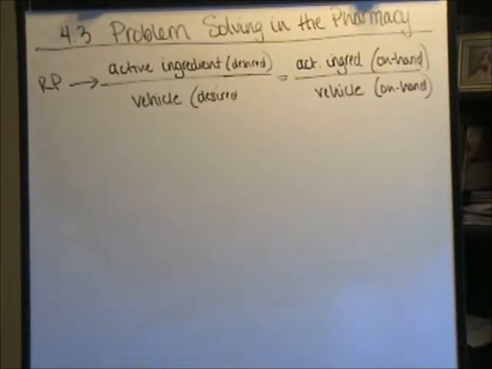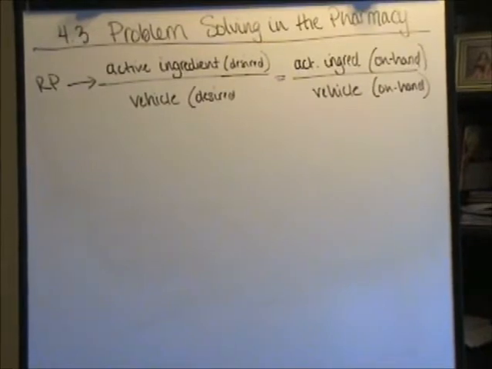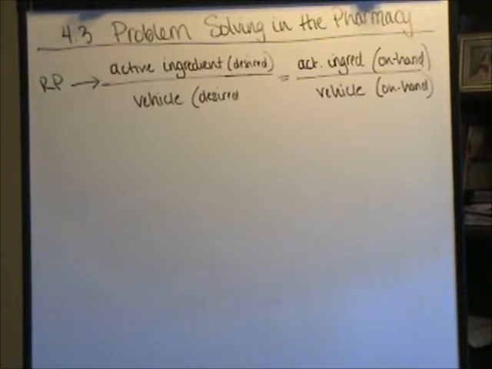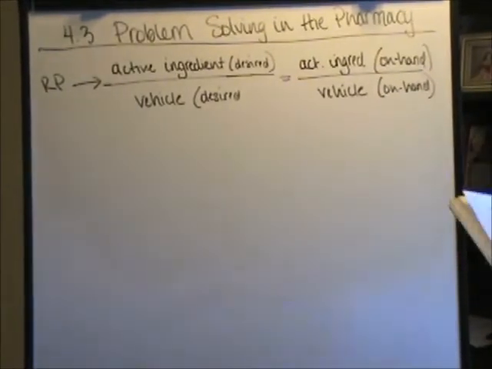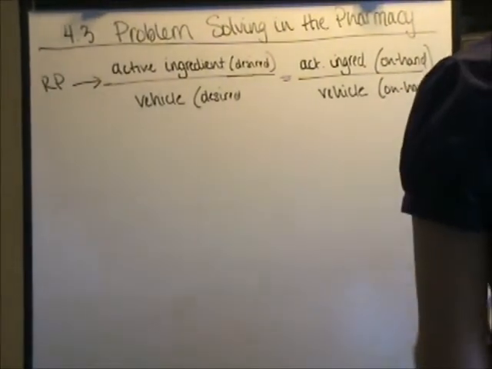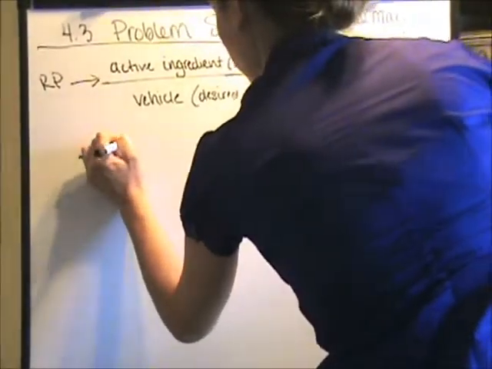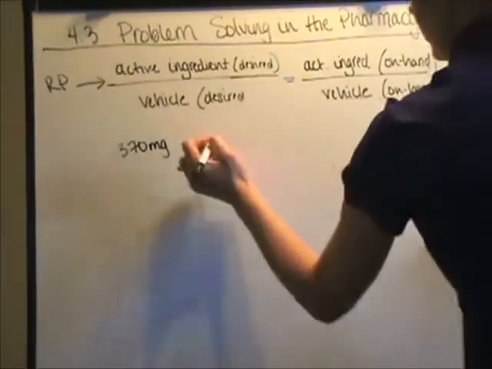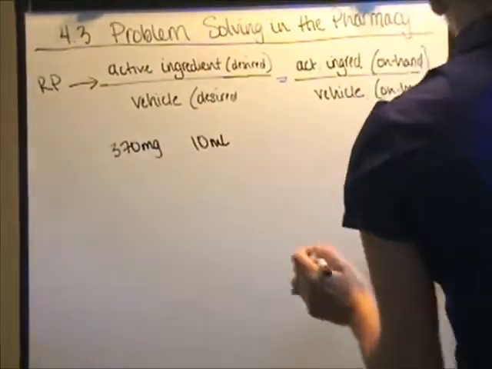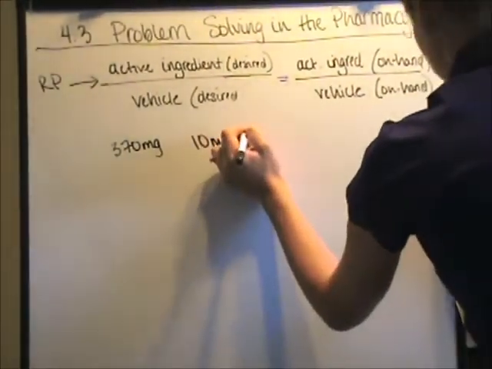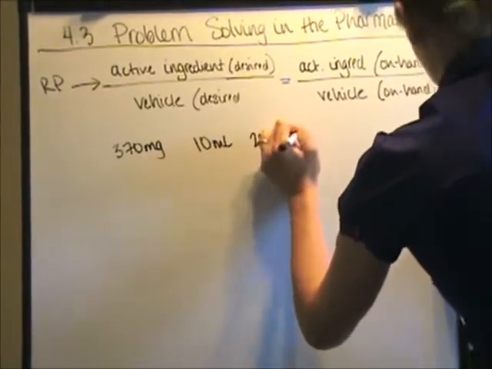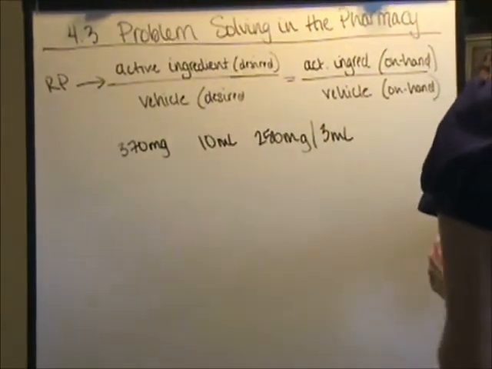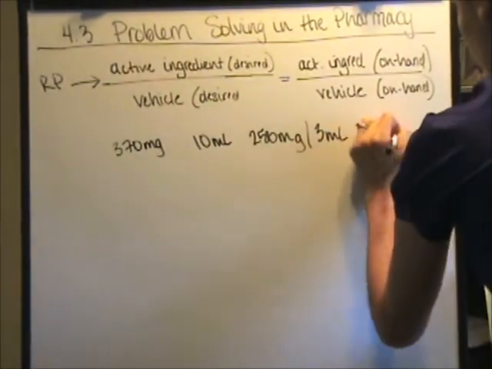So if we turn our books to page 88, the first one we're going to look at is example 4.3.1. A physician has ordered 370 milligrams of a drug, and you have a 10 ml vial on hand of a solution that contains 250 milligrams per 3 ml. How many milliliters will you measure out?